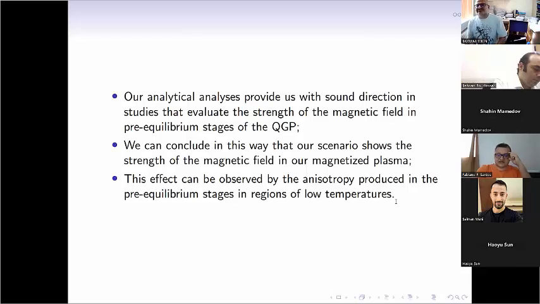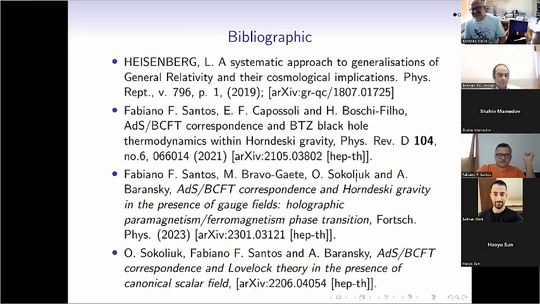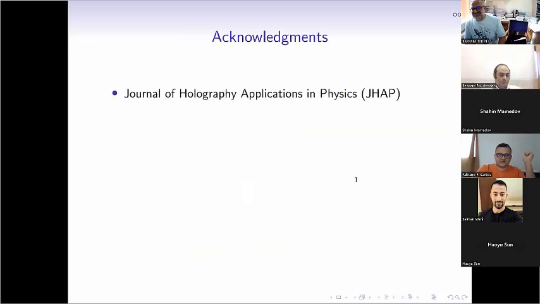And in low temperature, we have a stronger contribution of the Horndeski parameters, and when we increase the temperature, the force of the parameters decreases. Okay, this is the reference.